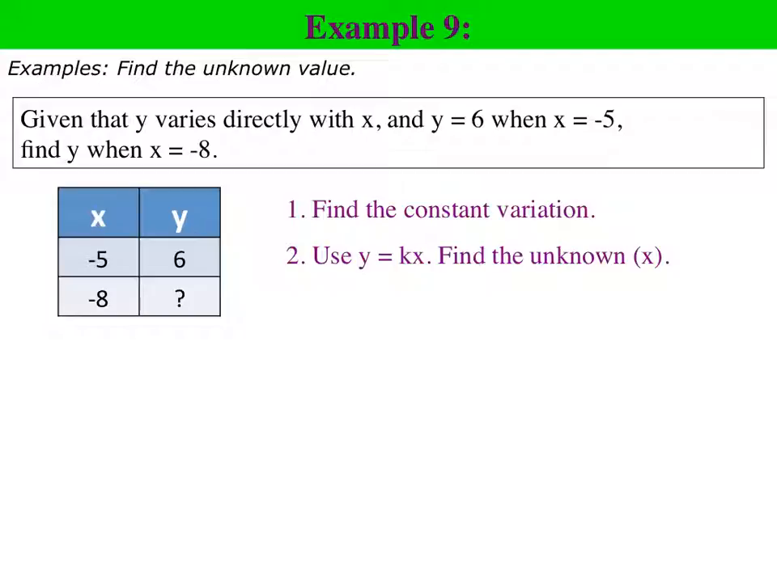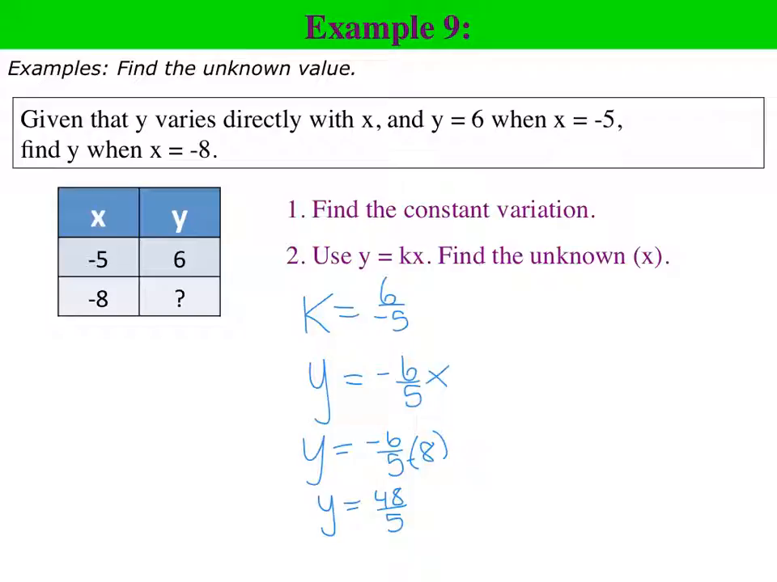Go ahead and try this third one on your own and then press play when you're ready to check it. Alright, so k would just be -6/5, can't really reduce it, and you want to leave improper. So then we're going to plug in x and multiply that by -6/5, and we should get positive 48/5. And as a decimal, that'd be 9.6, but probably better just leave your fraction.